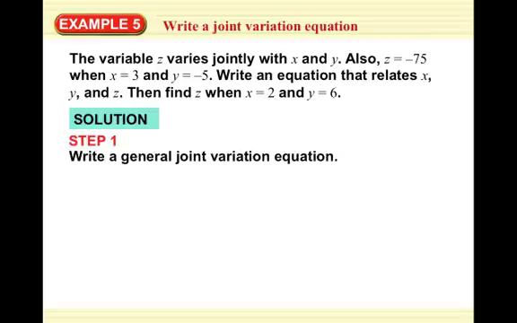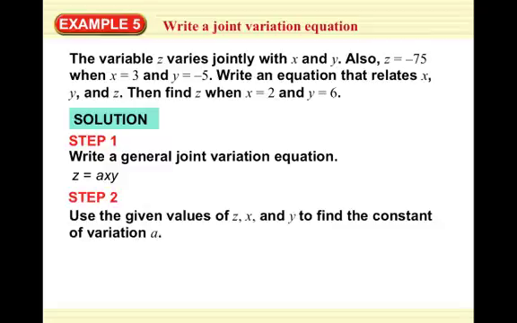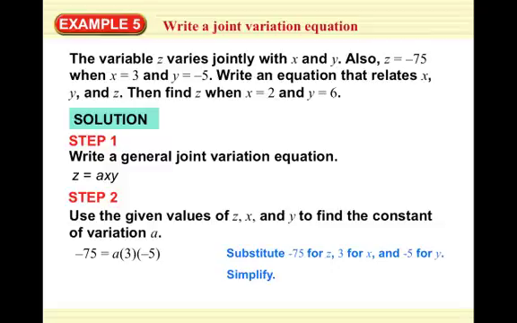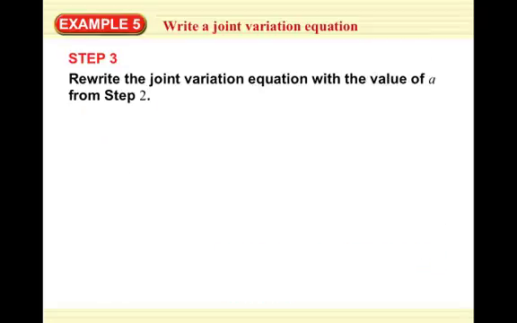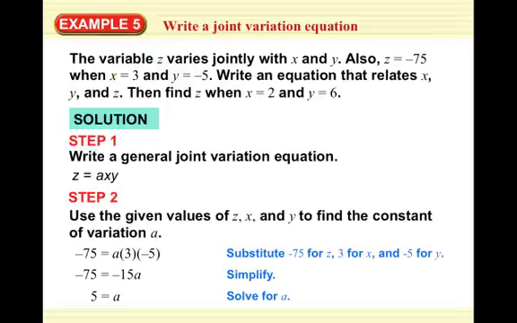All right, so our solution, we're going to write a general joint variation equation, Z equals A times XY. And then we're going to use the given values of Z, X, and Y to find the constant of variation A. So we're going to substitute negative 75 for Z, 3 for X, and negative 5 for Y. And so we get negative 75 equals A times 3 times negative 5. We simplify, we get negative 75 equals negative 15 times A. Divide both sides by negative 15, and we get 5 equals A. Okay, so Z equals 5 times X times Y.